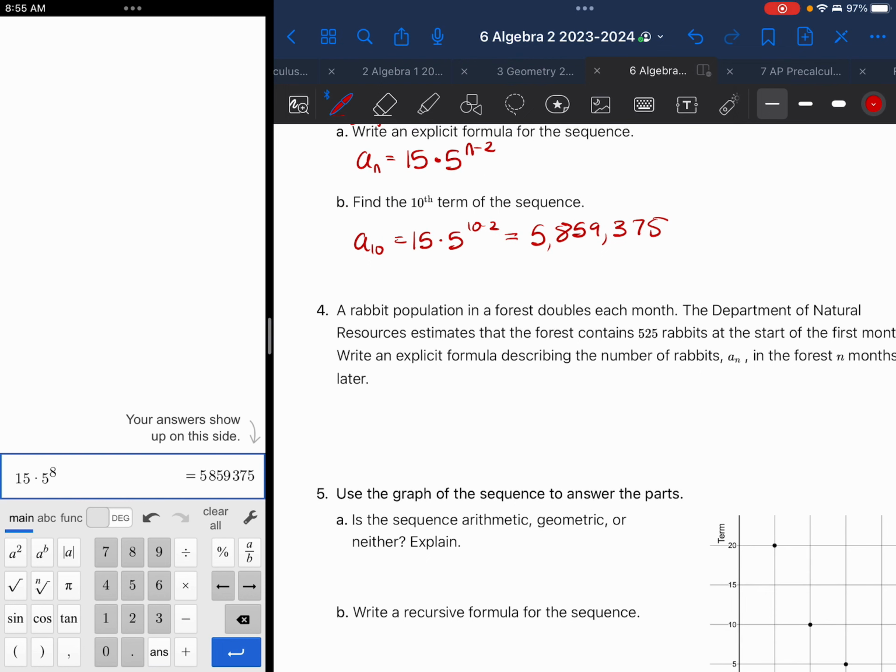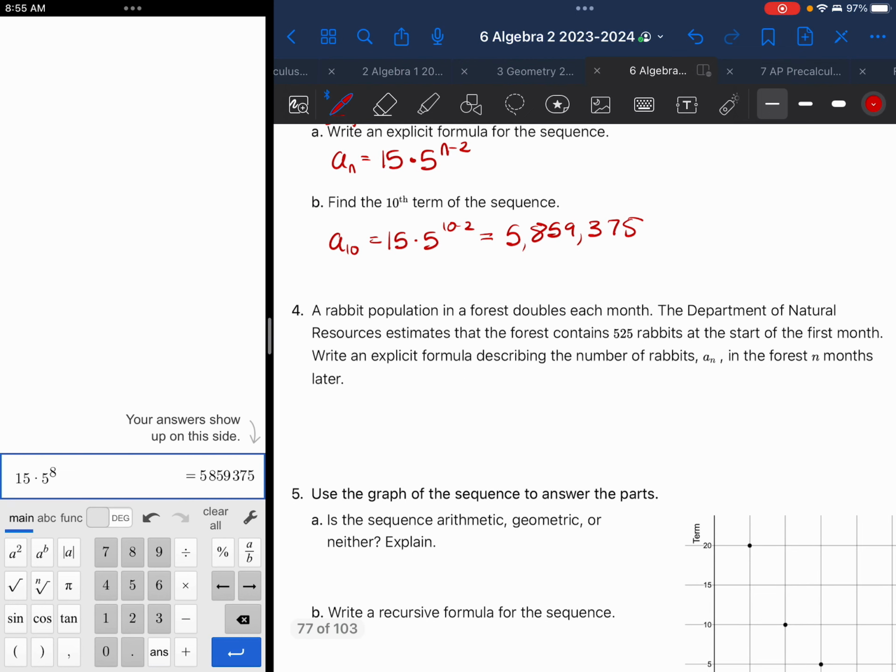A rabbit population in a forest doubles each month. Okay, so if I see the word double, that means that my common ratio here is 2. Multiplying by 2, multiplying by 2. The Department of Natural Resources estimates that the forest contains 525 rabbits at the start of the first month. So first month, 525 rabbits. And we would need an explicit formula.